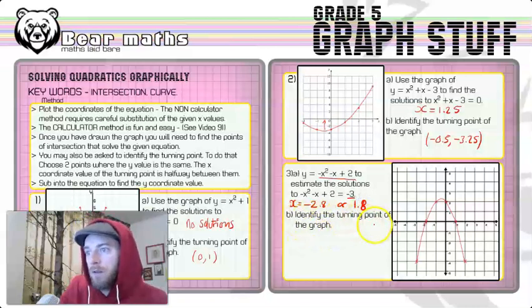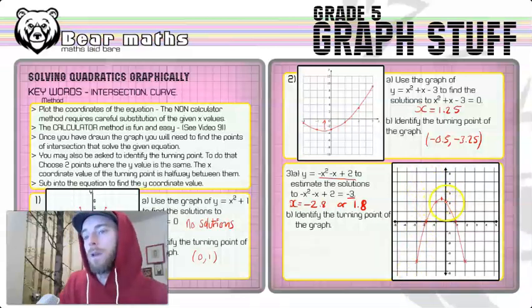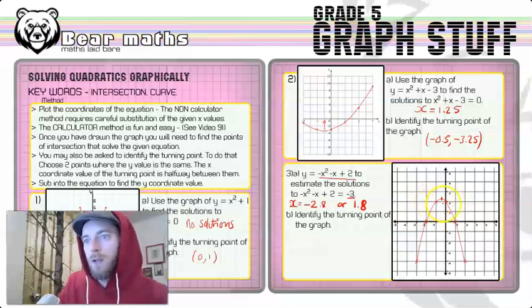Now, b, you've got to identify the turning point of the graph. That's not really that awkward. It's just the same sort of thing as what we were doing before. We've got the two points that have got the same value on the y-axis there. You've got y is 2 and y is 2 here. Halfway between that would be minus 0.5 again. So we'll have that value for x, minus 0.5.